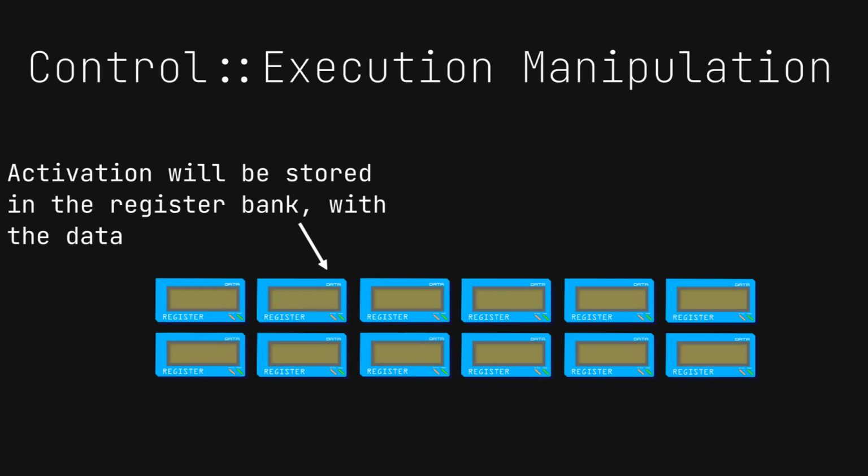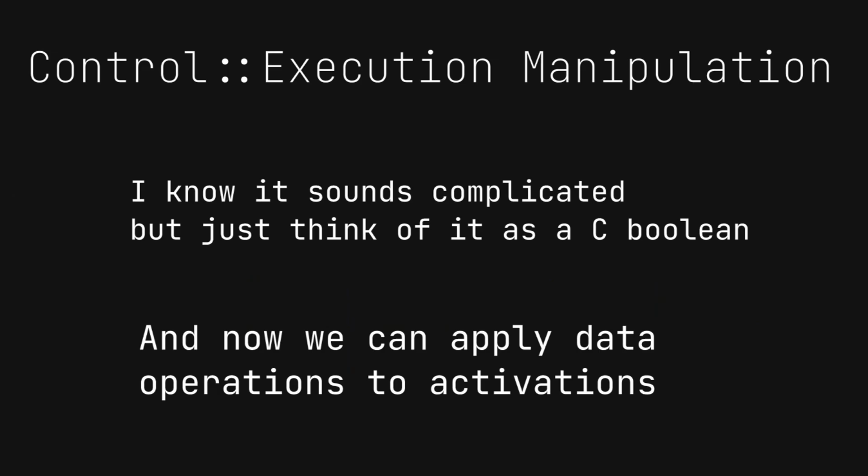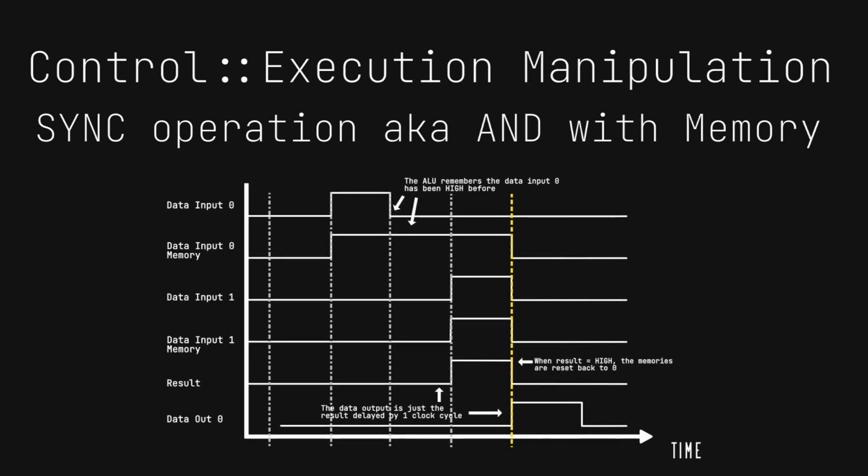Instead, these IOs are going to be connected to the data registers and will be converted from and into 32 bits the same way we do in the C language. We do so because it allows us to use the data operations of the ALUs to also process the activations. We are also going to need a new ALU operation, which I'm going to call sync. It is sort of an AND with memory. If one of the inputs goes high, the ALU will remember that and consider as if that input is still high. When both the memories of the inputs go high, it will output high for a single clock cycle. Then it will forget these memories and the process starts all over.